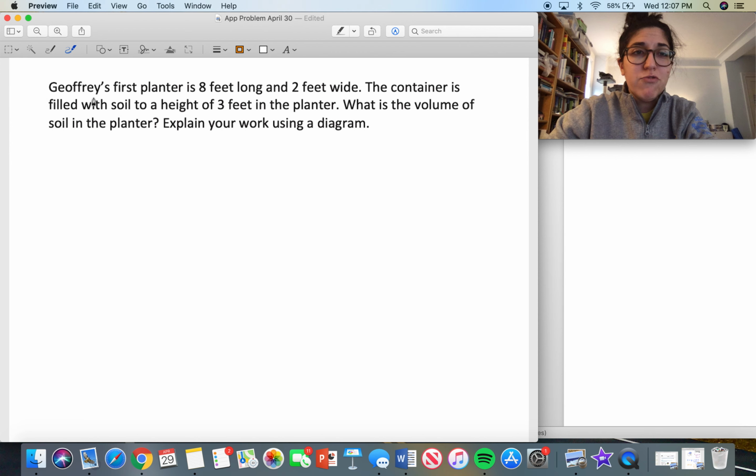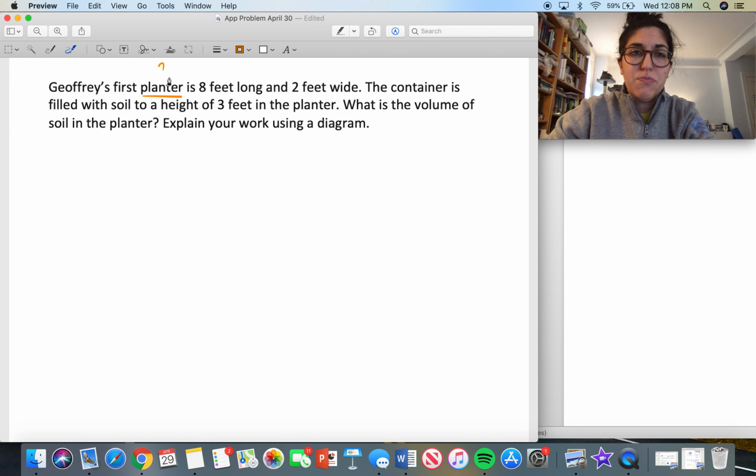It says, Joffrey's first planter is 8 feet long and 2 feet wide. If you don't know what this planter word means, let's get back to that in a minute, all right? So it's 8 feet long and 2 feet wide. The container is filled with soil to a height of 3 feet in the planter. What is the volume of soil in the planter? Explain your work using a diagram. So let's think about this for a minute.